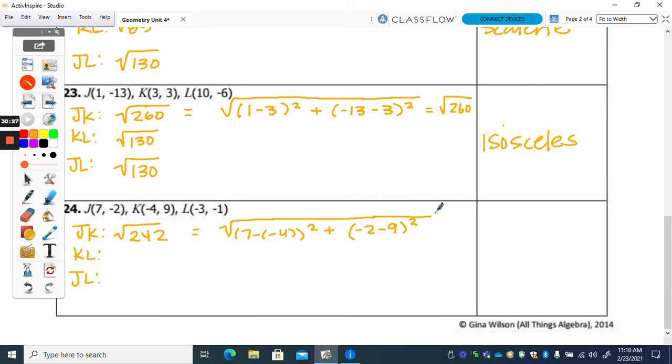For the next one, I got the square root of 101. Okay. And then what did you get for the distance from J to L? The square root of 101. I got the same thing for JK, and I put in all the same numbers here. I don't know what you did wrong. Did you put this in again? Mm-hmm. This one is also isosceles.